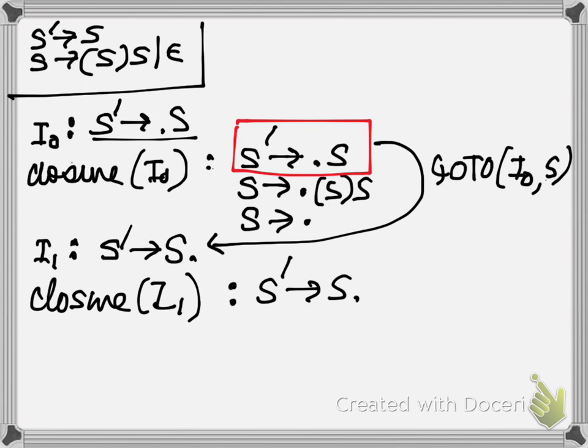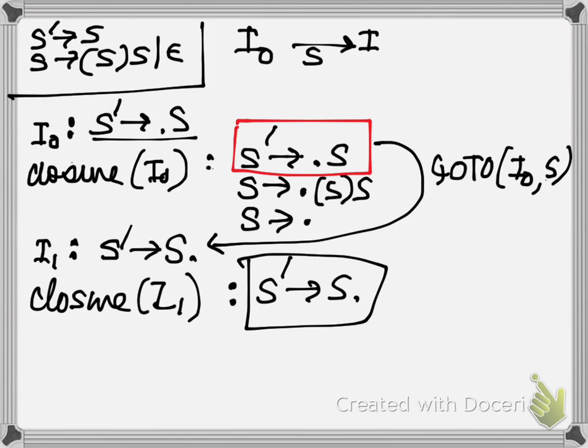Now rule 2 does not apply here anymore because the dot is at the end. There are no variables after it. So this is our closure of I1. Now again from the first set I0, on S we have seen where it will go to. It will go to I1. So let me write it: I0 on S goes to I1.